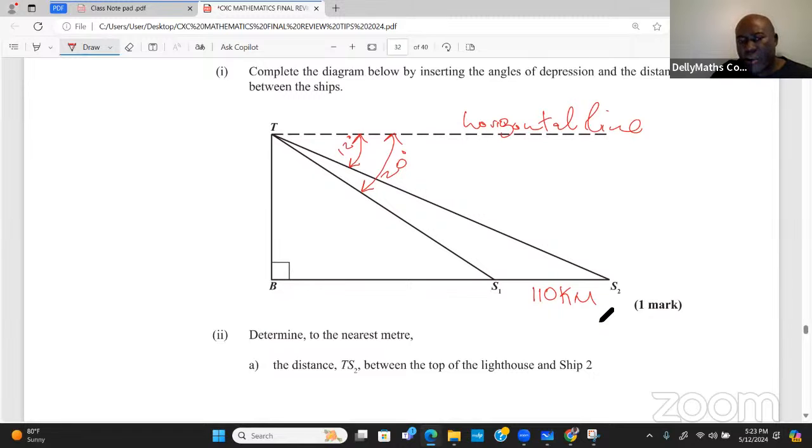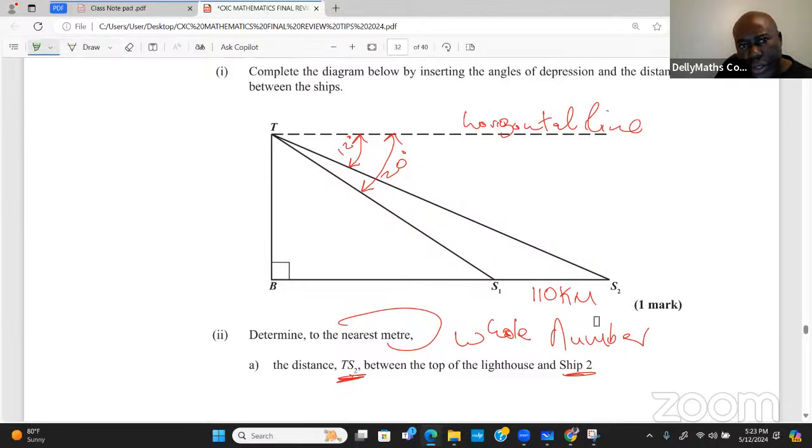The first question says, determine to the nearest meter, which means that we're going to give our answer to the nearest whole number. The distance TS2, between the top of the lighthouse and ship 2. I'm going to highlight this for you. We want the distance TS2, this. Not a big deal, but you're going to have to put things into context now. Put what you know. So let us take a look at what we have here.